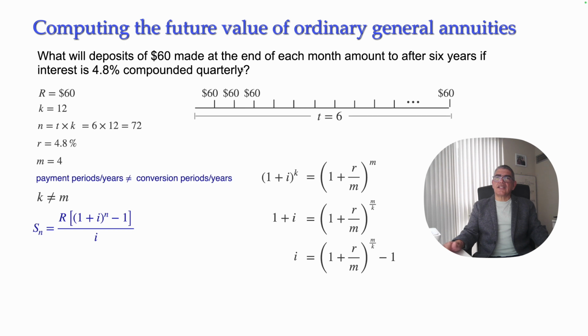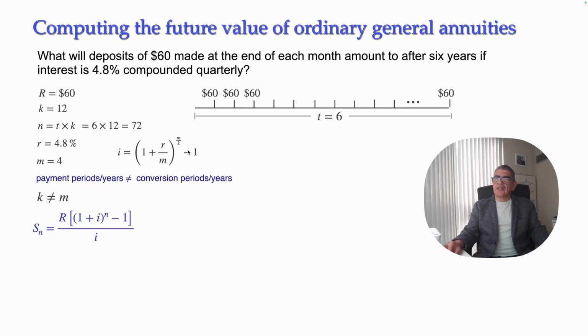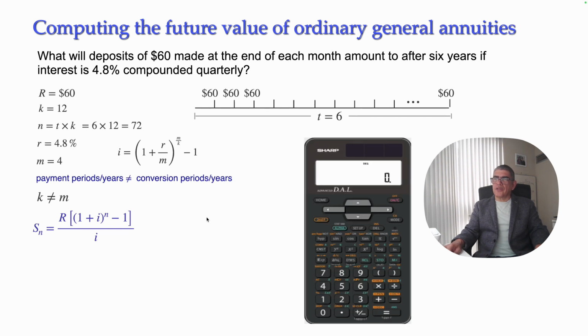Let's do that in this example. If we want to compute the future value, how much amount these 72 payments add up to at the end, what we're going to do is just use this formula with this i. And the i will be given by this formula. So I just make a substitution. This r is 0.048, this m is 4, and this k that appears in the formula is 12 payment periods per year. And I will be using a calculator for doing that. Let's take out the calculator.